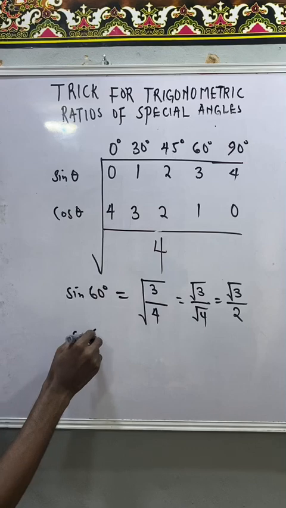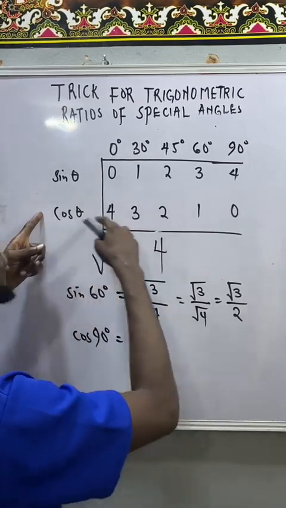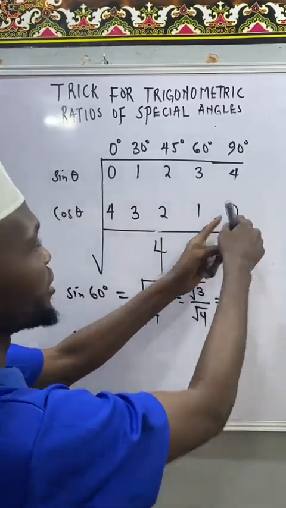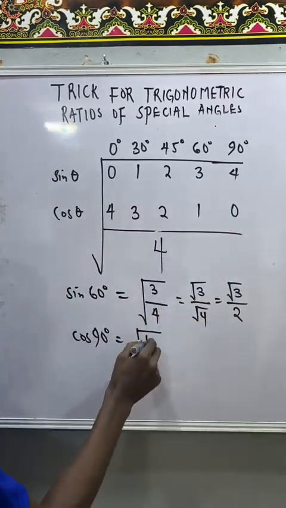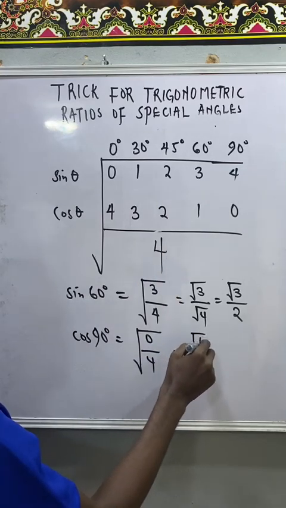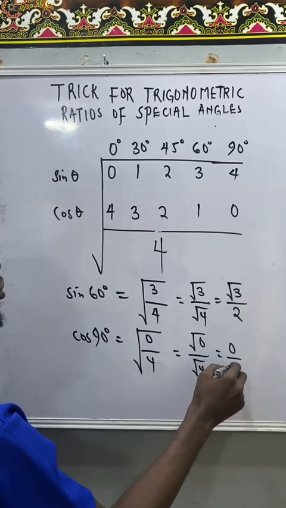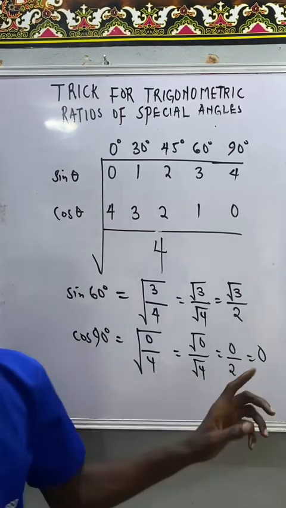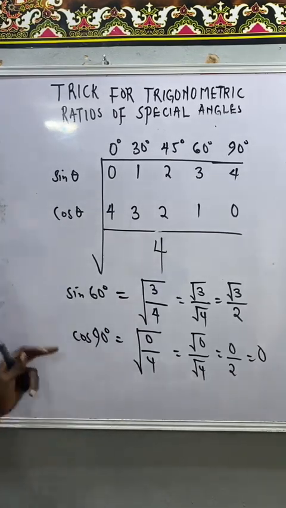Then let's go for cos 90 degree, for instance. If I want to do cos 90, I will trace where 90 is and how it corresponds to cosine. So I'll draw a very big square root sign. 0 will be on top and this 4 remains under. Split the square root, we have square root of 0 all over square root of 4. Square root of 0 is 0, square root of 4 is 2. The result is 0 divided by 2, which is 0. This is another trick for trigonometric ratios.